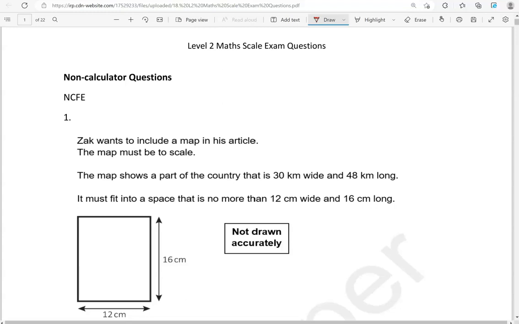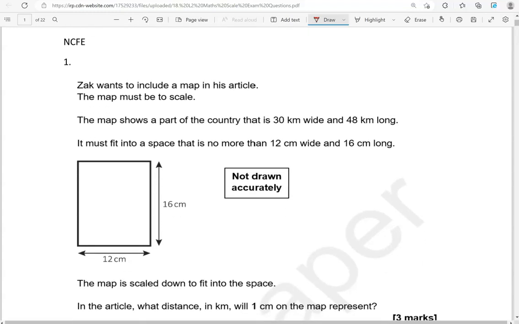Here is the first one. Zach wants to include a map in his article. The map must be to scale. The map shows a part of the country that is 30 kilometers wide and 48 kilometers long. It must fit into a space that is no more than 12 centimeters wide and 16 centimeters long. The map is scaled down to fit into the space. In the article, what distance in kilometers will 1 centimeter on the map represent?